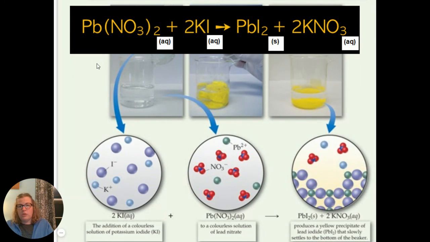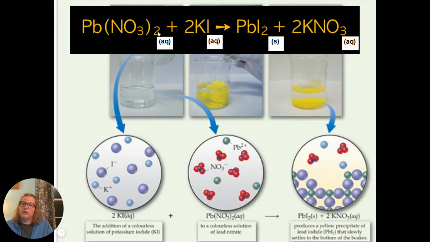Then I balance my equation. So I've got 2 nitrates here. To show that I have 2 nitrates in my balanced equation, I'm going to put a coefficient of 2 in front of my potassium. The same thing for dealing with my iodine and now my 2 potassium. I'm going to put a coefficient here. Okay? Then check your phases.